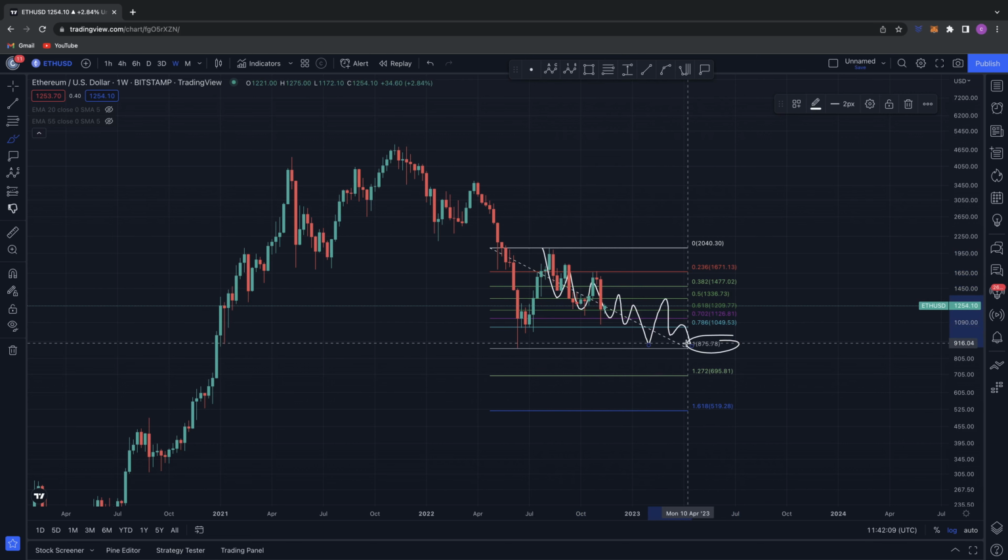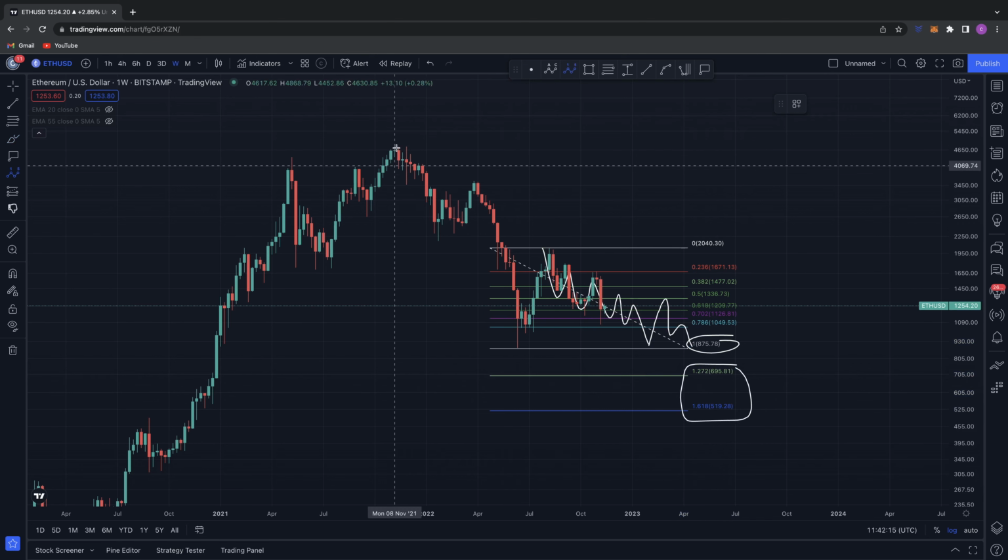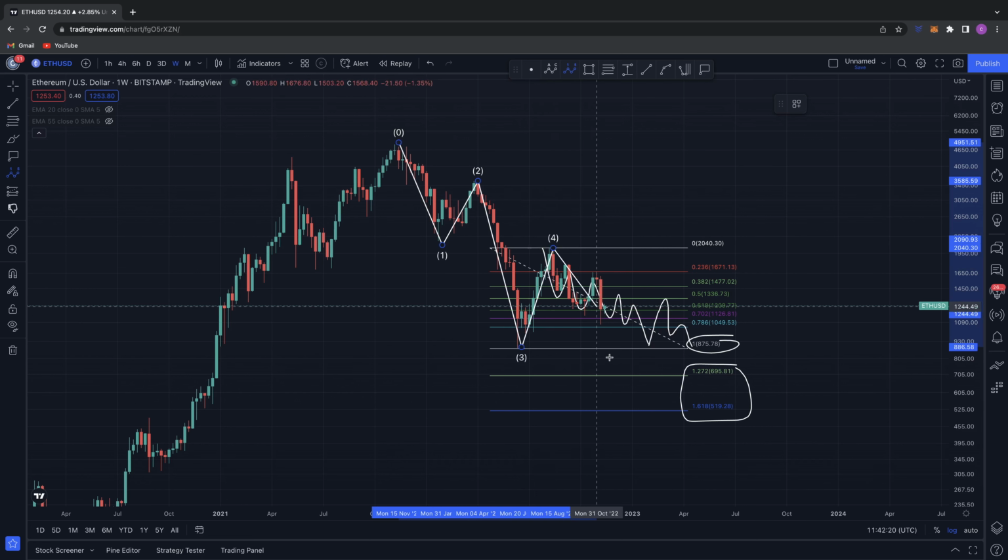But if you did come down and lose this low, for me, you've got these targets here that I'm looking at for Ethereum. So potentially what you could have is some sort of wave 1, a wave 2, a wave 3. This is your wave 4, and right now you're starting the wave 5 down to either the 1272 at $700 or even further, the 1618 at 520, and that would be the correction over.